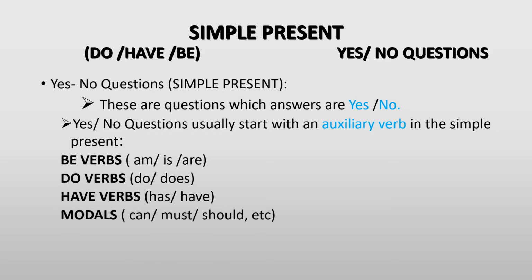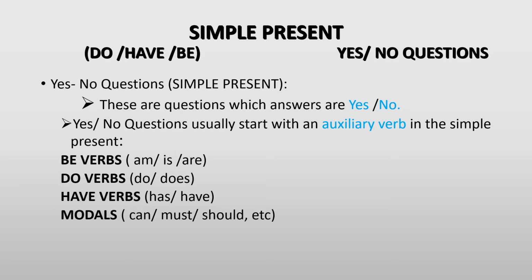Present, do, have, be in yes or no questions. How do we make yes or no questions in simple present? First, yes or no questions are questions whose answers are yes or no. Yes or no questions usually start with an auxiliary verb in the simple present. We have auxiliary verbs like be, do, have, or modals.